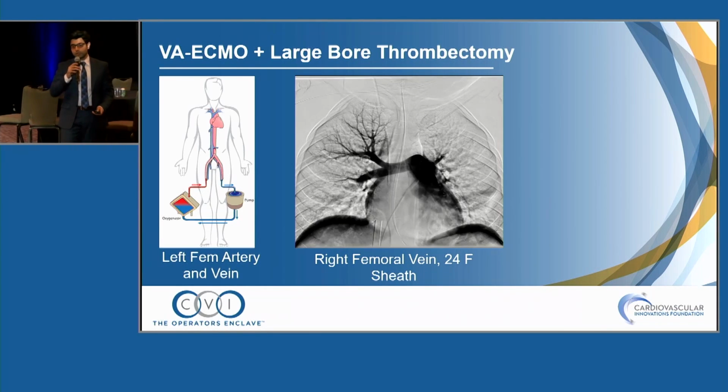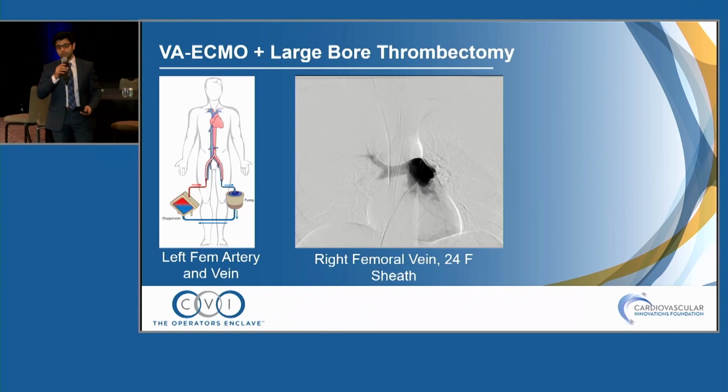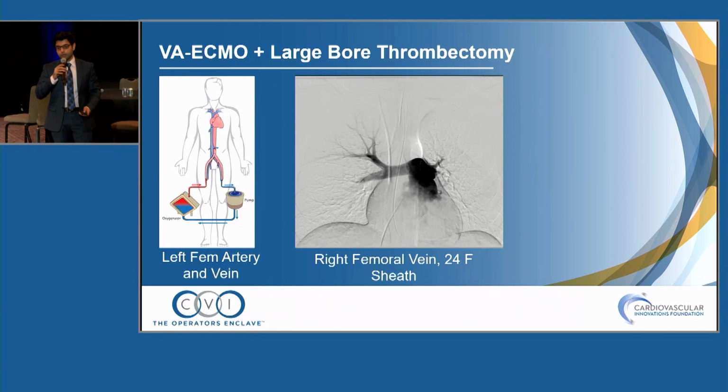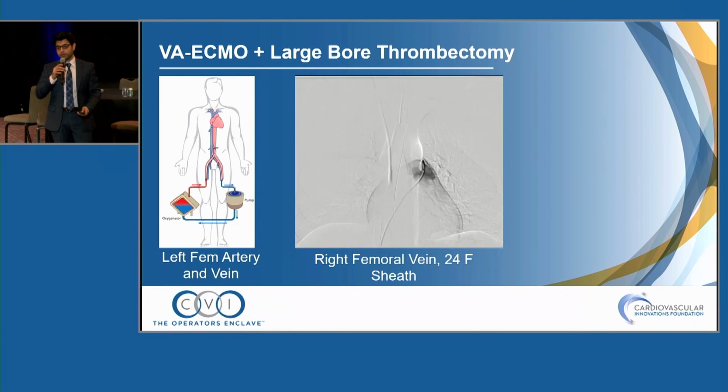So the left femoral artery and vein were cannulated for ECMO, and then the right femoral vein was cannulated via micropuncture, and a 24-French sheath was placed, and we did a pulmonary angiogram, which shows significantly reduced flow in the left and right pulmonary arteries.